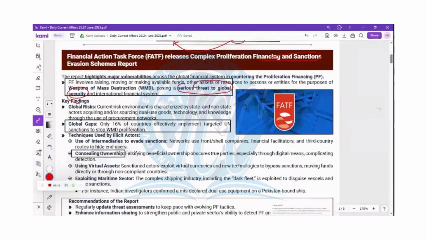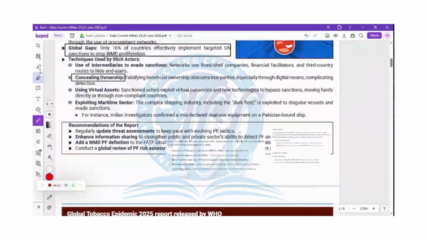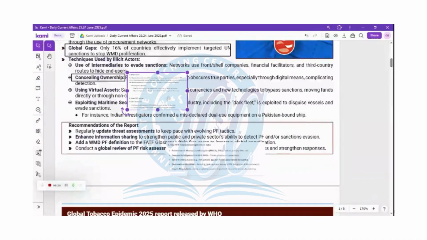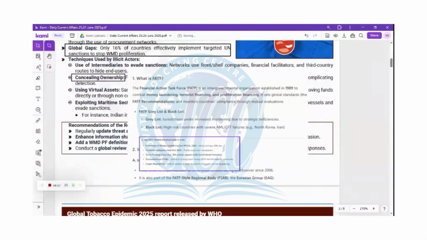In this context, an important institution is the Financial Action Task Force. Okay, this is very important in the context of prelims.